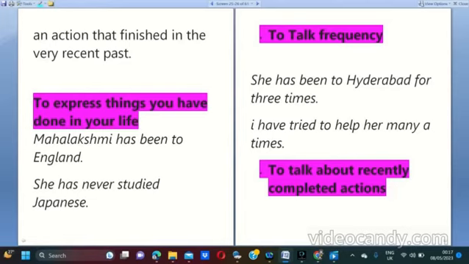Next condition: to talk about frequency. She has been to Hyderabad three times. Here, how many times comes under frequency. To talk about frequency also, we can use present perfect. Next, I have tried to help her many times. Many times is frequency, so to talk about frequency we use present perfect tense.